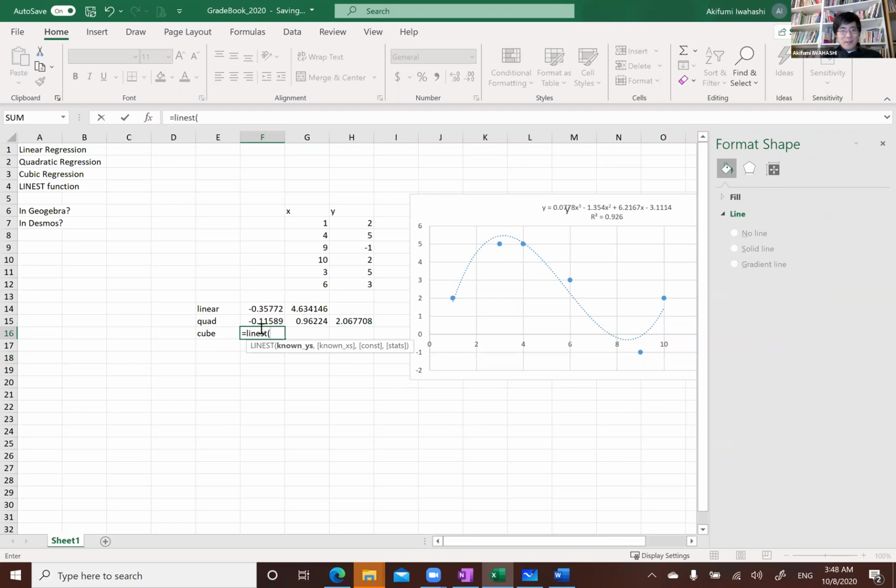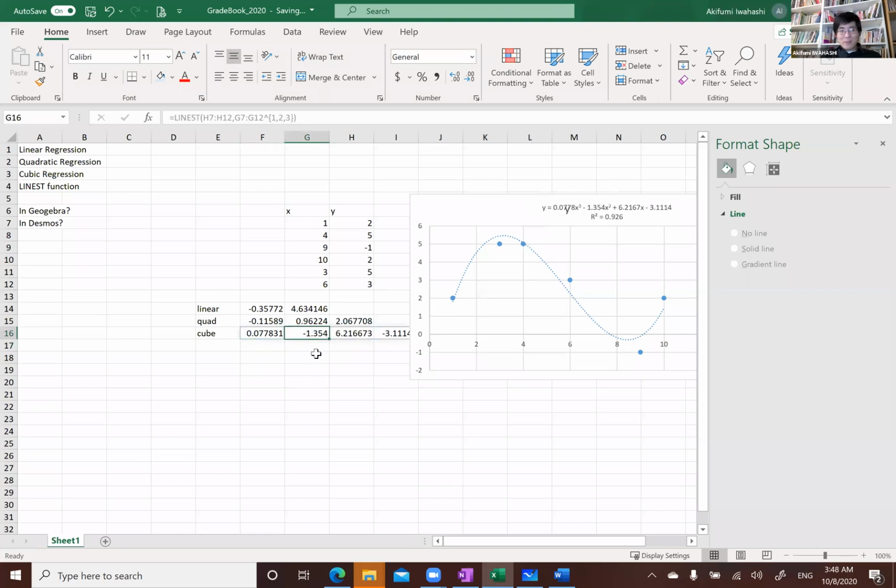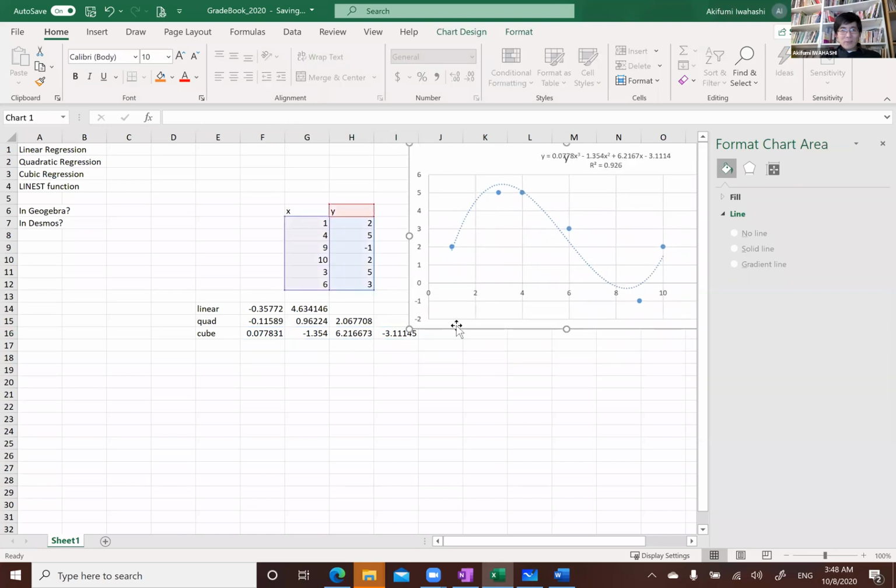And we do the same thing with LINEST: known y values and known x values. Use the hat to include the linear part, quadratic part, and the cubic part. You get all the coefficients in descending order of degree. So the cubic coefficient is 0.0778, the quadratic coefficient is minus 1.354, and so on. Okay, so that's how we do it with a spreadsheet.